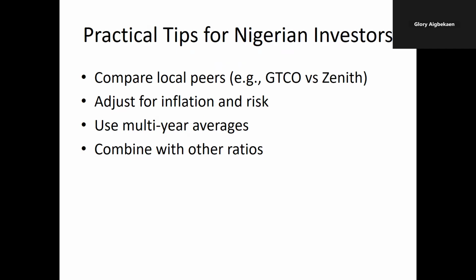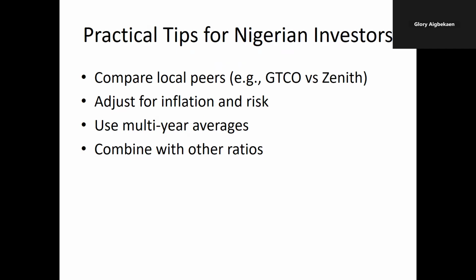And when we are using historical PE to determine fair PE, it is also good that we use a multi-year average, not just a 1 year average, that's 4 quarters average. If you take it across, say, 3 years or 2 years, and you get the average of that period, you are most likely going to get a fairer PE to use.